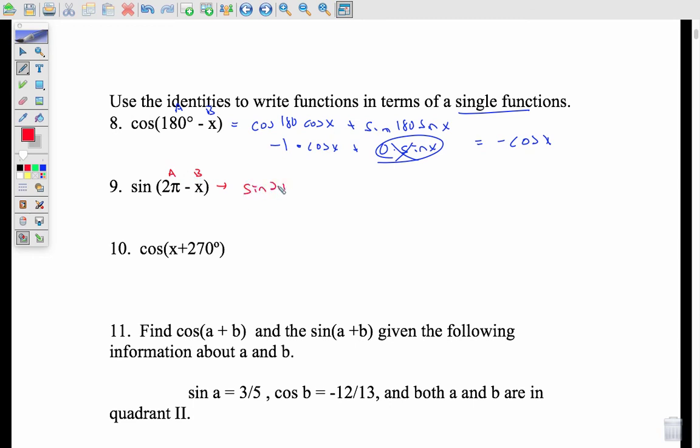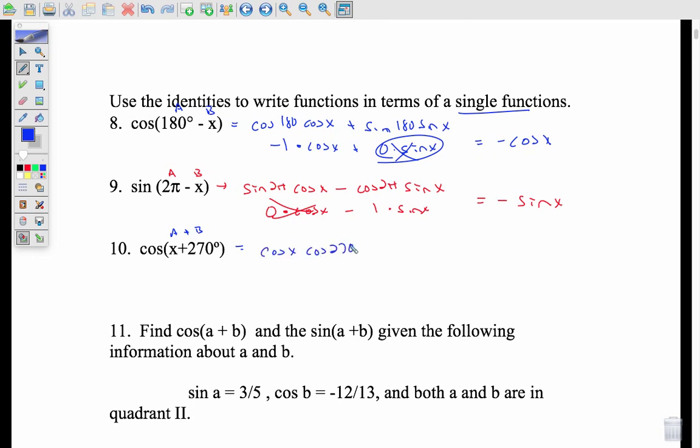We'll start over here with number 9. Notice we have a sine and a difference. So I'll just put an a and a b here again, not that they're necessary. But we have the sine of 2 pi times the cosine of x minus the cosine of 2 pi times the sine of x. 2 pi as a radian measure goes all the way around, so we'd be back at the positive x-axis. Here, sine has a value of 0, and cosine has a value of 1. So we have 0 times cosine, which is 0, and negative 1 times sine, so this one simplifies to be a negative sine of x.